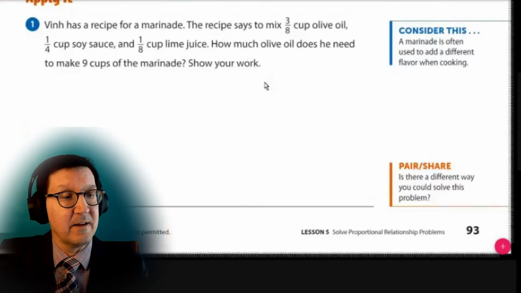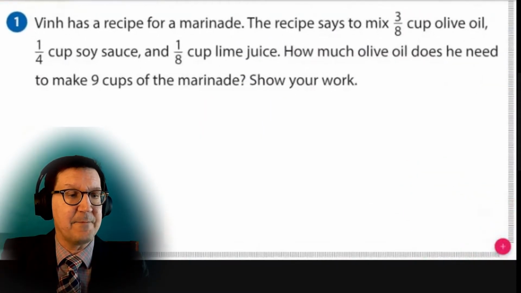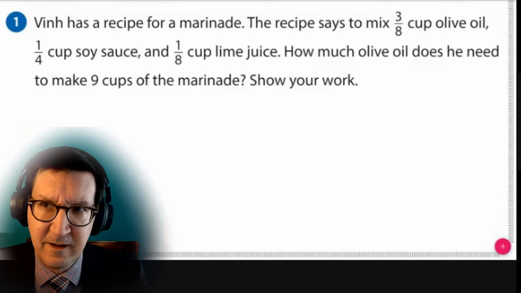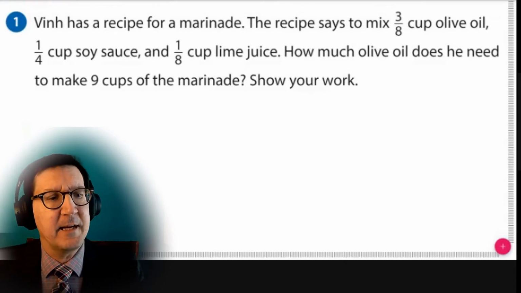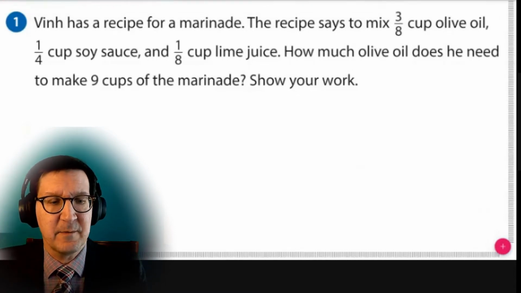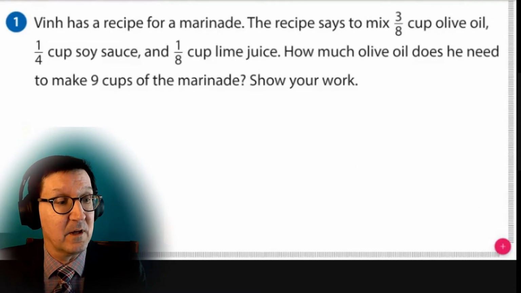Now let's look at this application problem here. Vin has a recipe for a marinade. The recipe says to mix 3/8 of a cup of olive oil, a quarter cup of soy sauce, and 1/8 of a cup of lime juice. Sounds like really good marinade. How much olive oil does he need to make 9 cups of the marinade? And show your work.